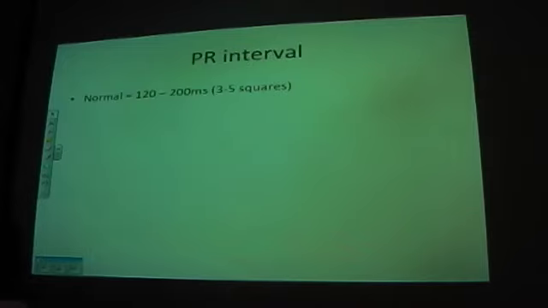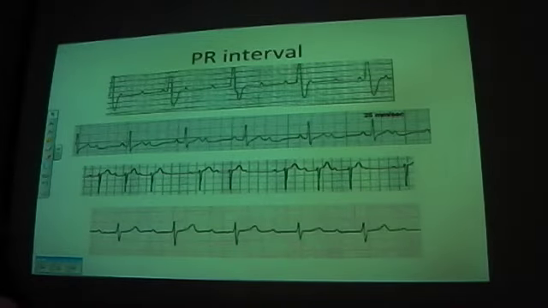Okay, moving on. PR interval, normally 3 to 5 squares. These are sort of the main abnormalities we're looking at here. Anyone work out what the first one is? Heart block, 2 to 1. That's actually, it's complete heart block, that one. If you're looking, the ventricular and the atrial rates are actually regular, they're just not correlating to each other at all. The second one, what is the second one?